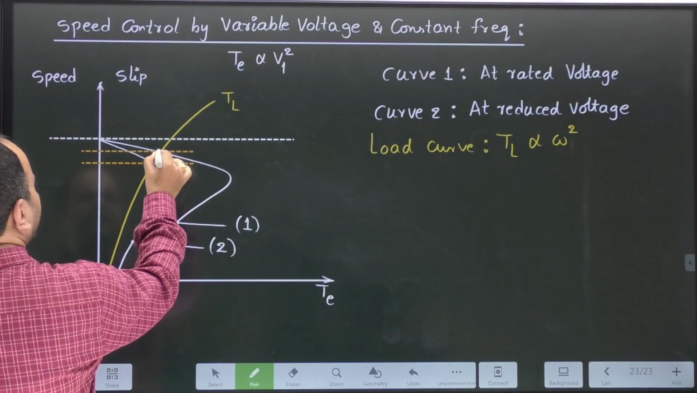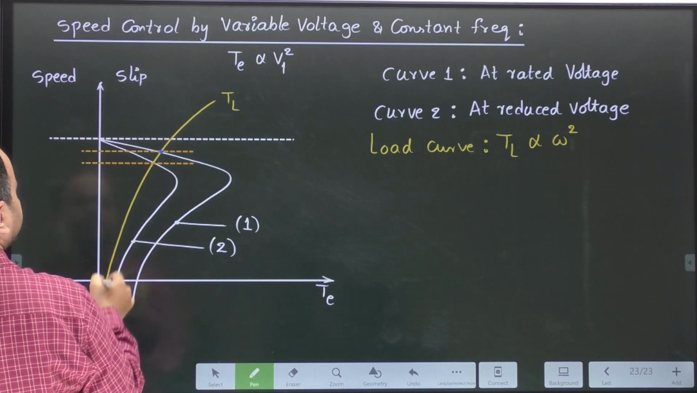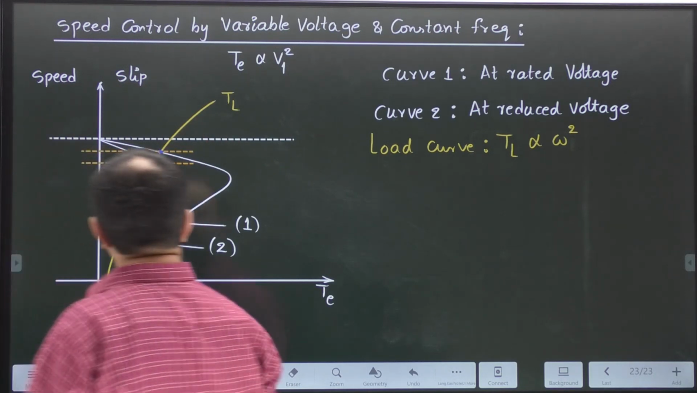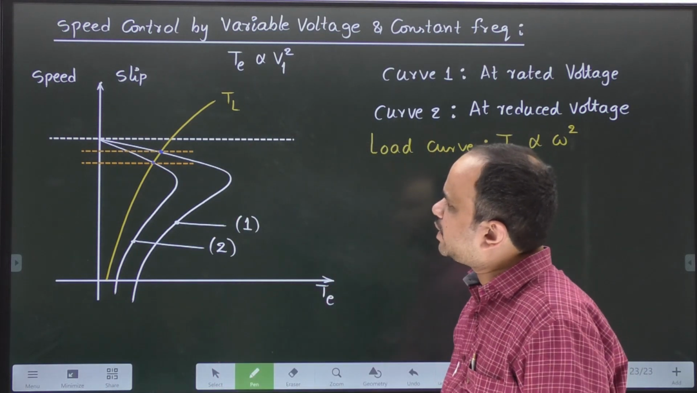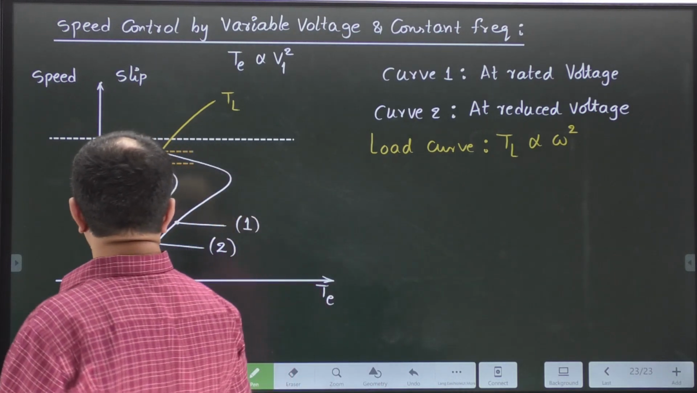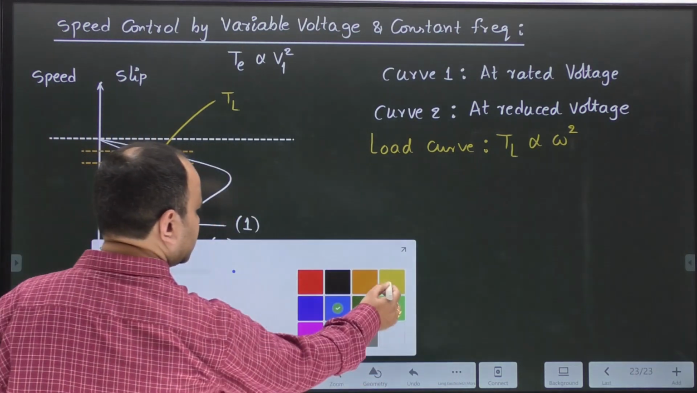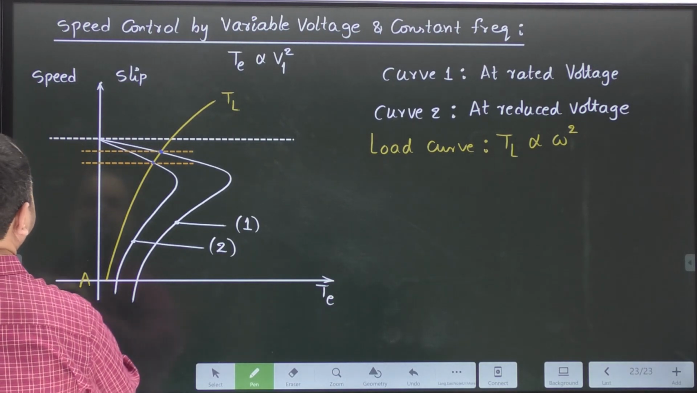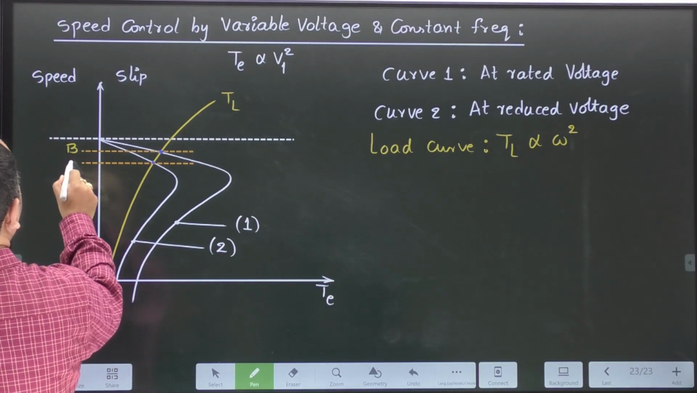So it touches at this point. Now this yellow load curve touches the second curve, the reduced voltage curve, at another point. Therefore, let us use some names here. I think yellow is more visible. Let me take this point as A, this as B, and this as C.